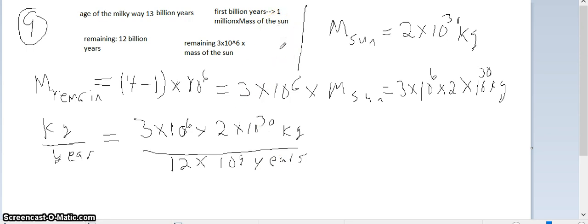Once you calculate that number, I suggest you look at what the mass of Saturn is, and you'll find this amount is actually less than the amount of Saturn per year. Remember, you're accumulating this mass over the course of 12 billion years.